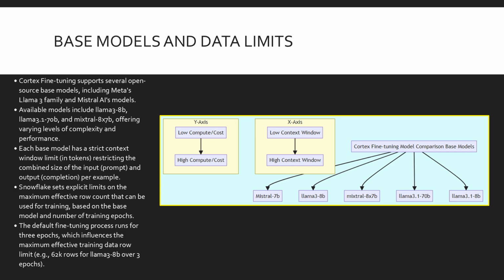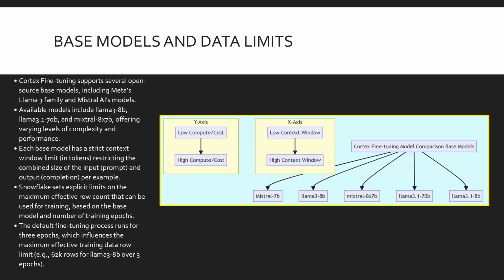When preparing your data, you must be acutely aware that every single base model imposes a strict limitation on its internal context window size. This crucial constraint restricts the total maximum size, measured in processing tokens, of the input prompt and the desired completion output combined together for every training example you provide to the model during the learning phase. Furthermore, Snowflake imposes explicit limitations on the maximum effective row count that is permissible for use during a training job. This hard limit is mathematically influenced by the specific capabilities of the base model you select and the predetermined number of training epochs defined for the job.